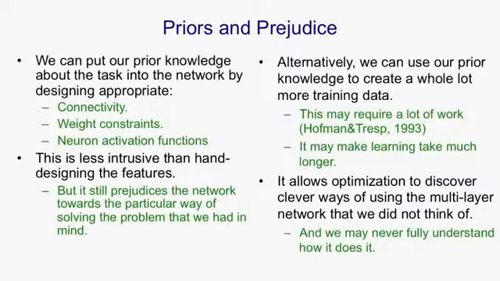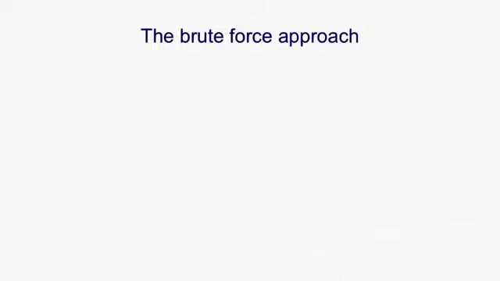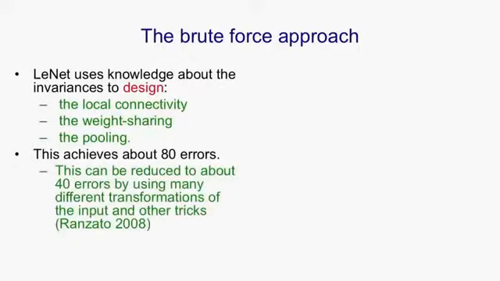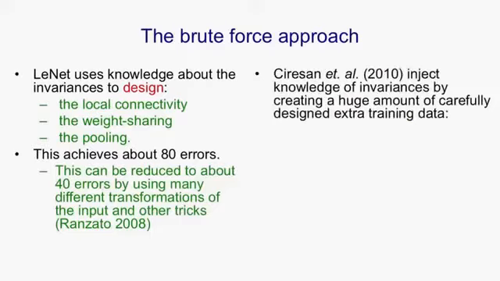If we just want good solutions to a problem, that might be fine. So, using the idea of synthetic data, there's a brute force approach to handwritten digit recognition. LeNet 5 uses knowledge about invariances to design the connectivity and the weight sharing and the pooling, and that achieves about 80 errors. Adding a lot more tricks, including synthetic data, Marco Ranzato was able to get that down to about 40 errors.